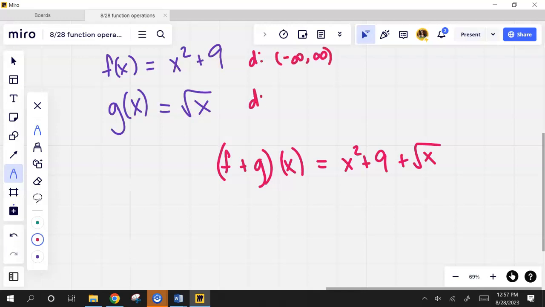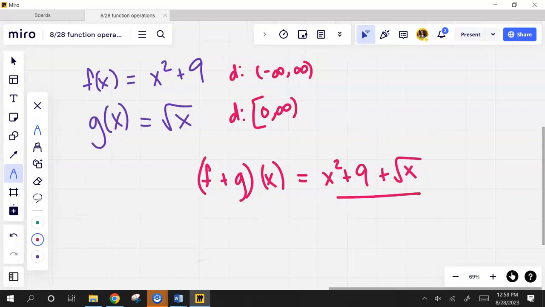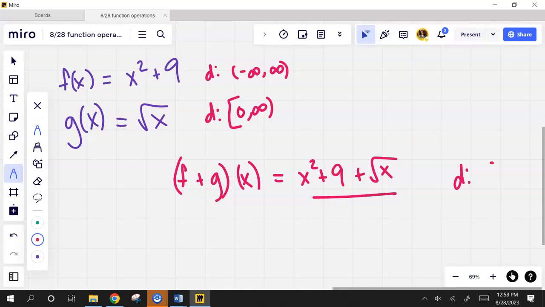What's the domain of G? So now when I combine these, I have to look at this. Are there any additional restrictions here? No. Because I can't put a negative under the radical, and that's one of your parent functions. For the square root, yes. So now the combined domain would be 0 to infinity.